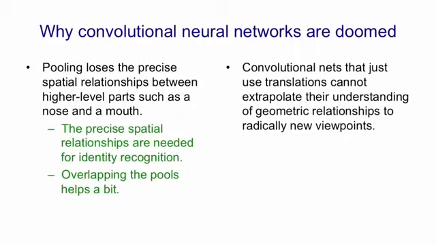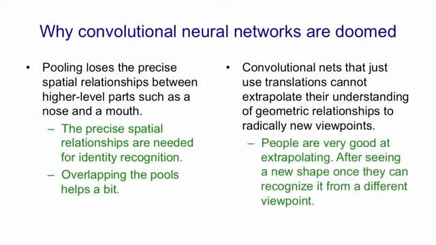A related problem is that convolutional neural nets that use translations to replicate feature detectors cannot extrapolate their understanding of geometrical relationships to radically new viewpoints, like different orientations or different scales. We could, of course, try replicating across orientation and scale, but then we get huge numbers of replicated feature detectors.